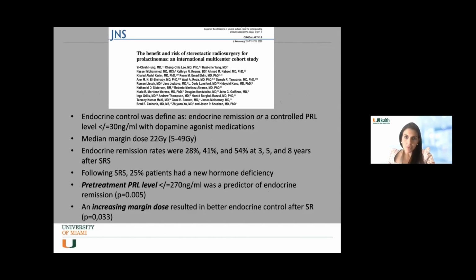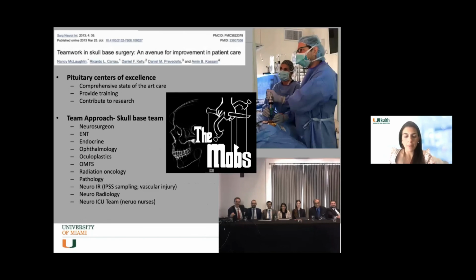Radiosurgery, this is one of the consortium papers, again, can be used. Again, higher margin dose. Your pre-treatment prolactin level was a predictor of endocrine remission, and increasing the margin dose was important here. So these are oftentimes going to be used for those tumors that have little lobules that you cannot reach surgically. Radiosurgery can be another salvage therapy.